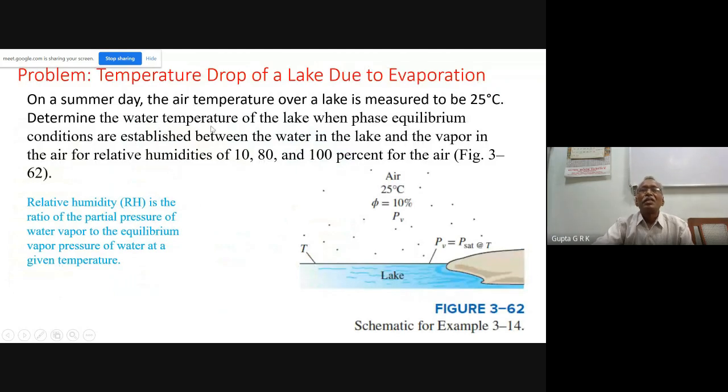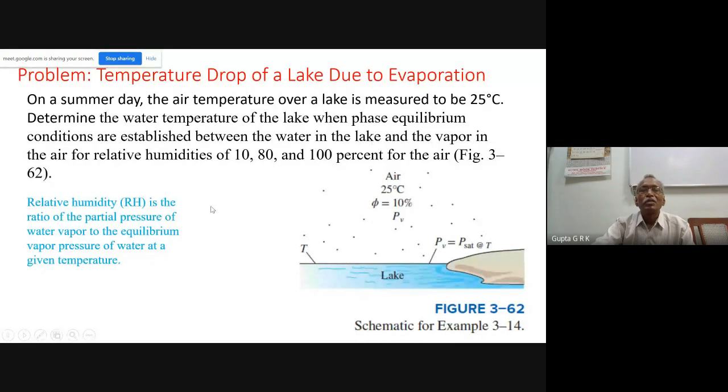And on a summer day, the air temperature of a lake is measured to be 25 degrees centigrade. This is a problem related to evaporation. Determine the water temperature of the lake when phase equilibrium conditions are established between the water in the lake and the vapor in the air for relative humidities. Suppose the relative humidity is 10, 80, or 100% of the air. What is relative humidity? It is the ratio of the partial pressure of water vapor to the equilibrium vapor pressure of water at a given temperature.